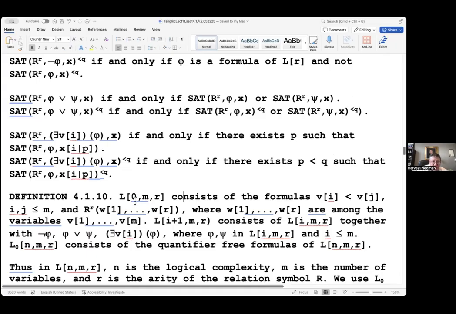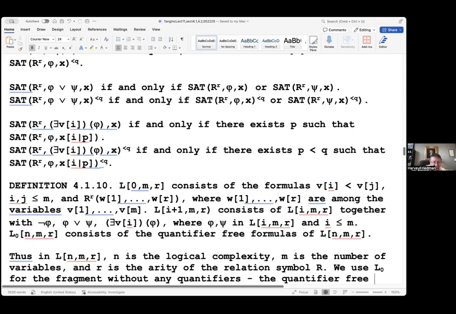All right. So now we have these fragments. So this is just the atomic formulas with M variables and with arity R for the relation. And then what's the recursion on the first term? The recursion is I plus one. It's all the ones with I, closing under negation, disjunction, and existential quantification. And then when we put a zero underneath, we just mean that we want to have the quantifier free part.